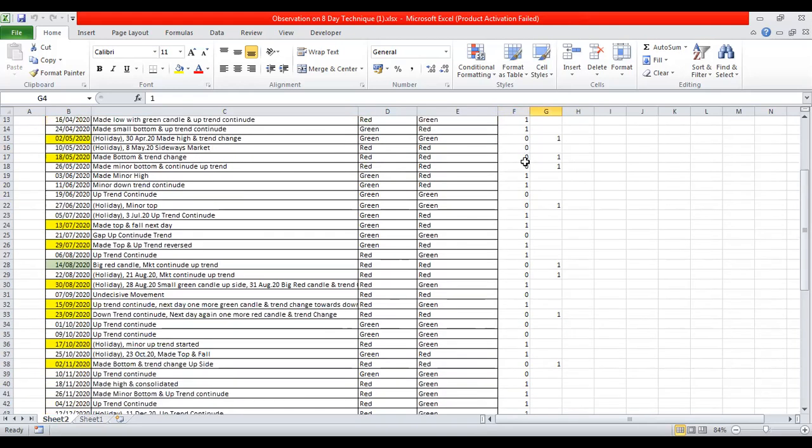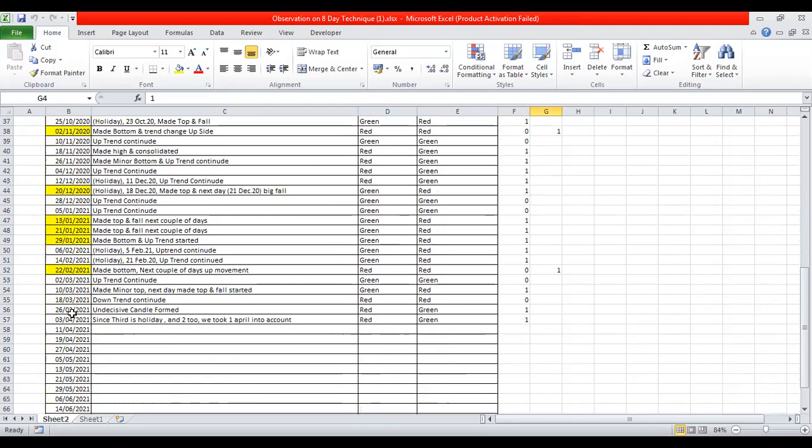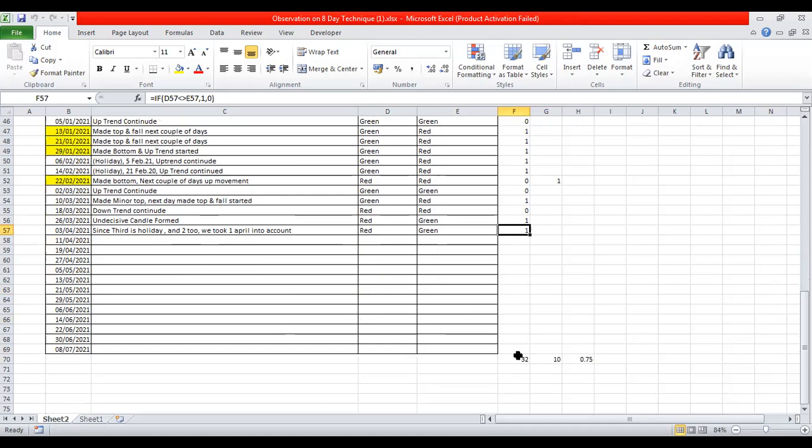So if I take both into consideration till 3rd of April, since 3rd was a holiday and 2nd too, we will take 1st April into account. Wednesday was a red candle and Thursday was a big green candle. So we have taken this into consideration that it has worked. 32 on the dot, 10 on the basis of plus minus 1 day, 42 days altogether out of 56 days. And the percentage ratio is 0.75.